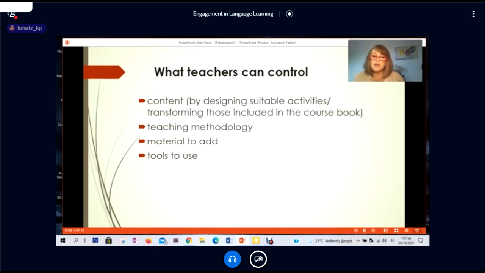This framework approaches the issue by focusing on what teachers can control. For example, we can control the content of our lessons by designing suitable activities or transforming those included in the coursebook. We can control the teaching methodology, the material, and the tools that we can add to the syllabus.